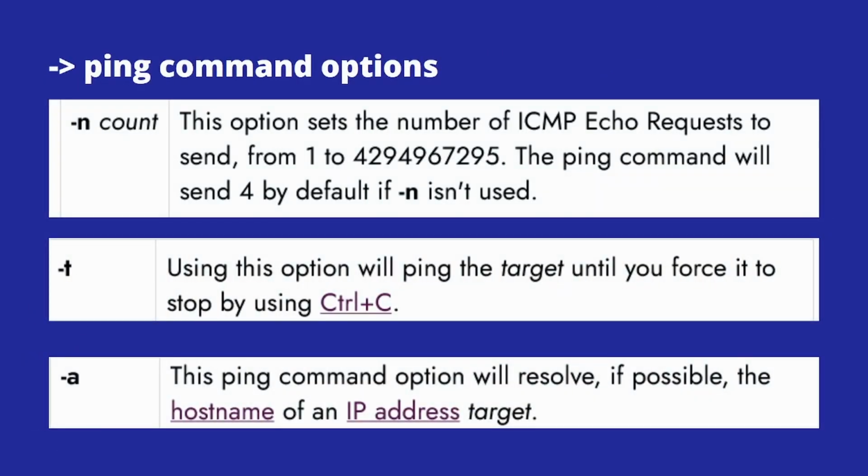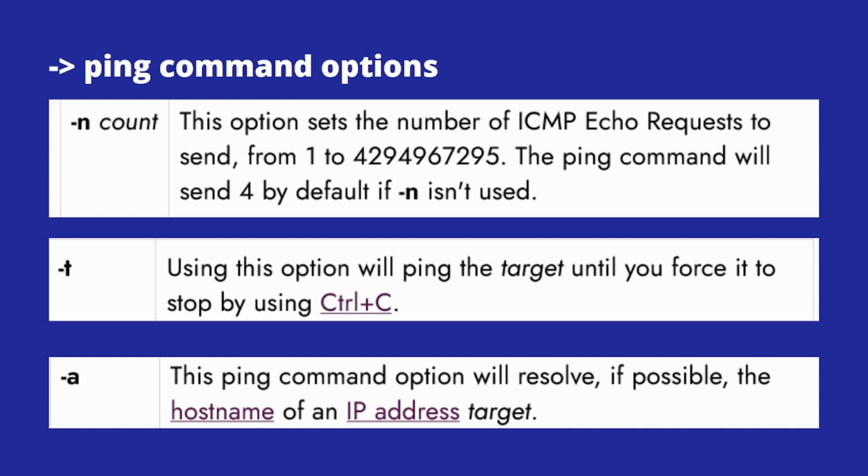Ping command options. You simply type ping space -n space count. This option sets the number of ICMP echo requests. If you use this option, you can set the number of ICMP echo requests you can send to the device. The ping command by default will send 4 ICMP echo requests if -n isn't used. -t: using this option will ping the target until you force it to stop. To stop, simply press Ctrl+C or Command+C.